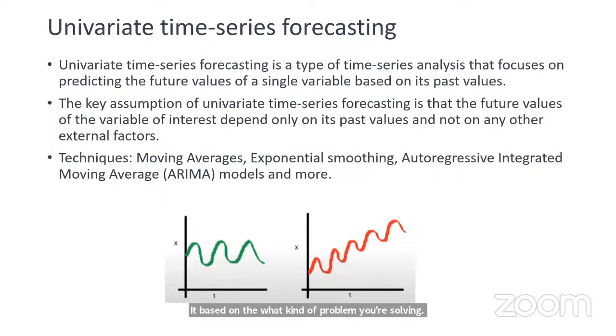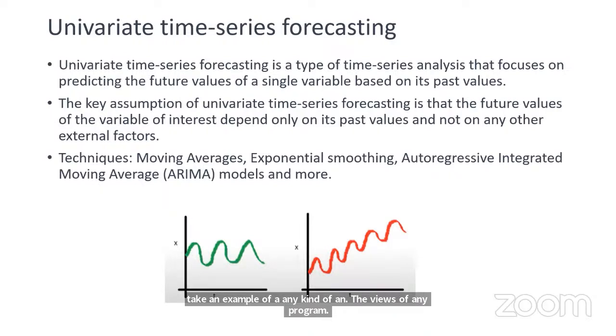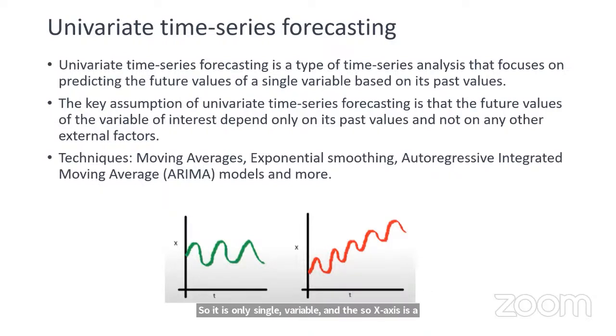Now, many people might have heard the terms univariate and multivariate time series. Let me clarify what exactly those are. Univariate time series is the type of time series analysis that focuses on predicting the future values of a single variable based on its past values. Take an example of sales, or the views of any program. It is only a single variable; the x-axis is time and the y-axis is just one variable, and based on that we need to forecast it. This is the kind of problem called univariate. Only one variable is involved.